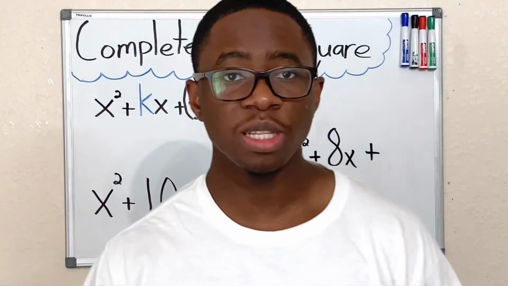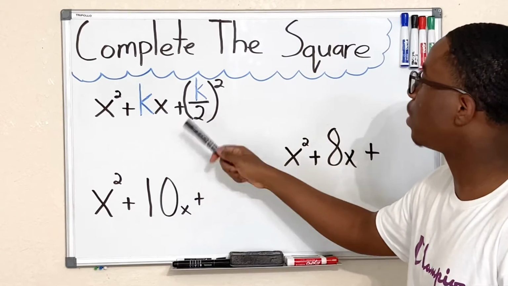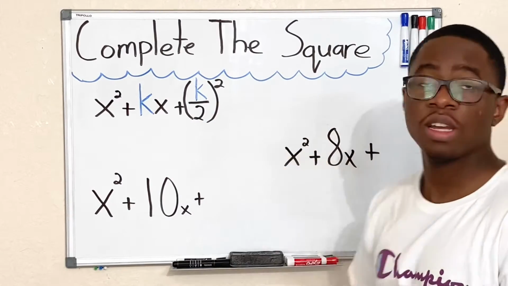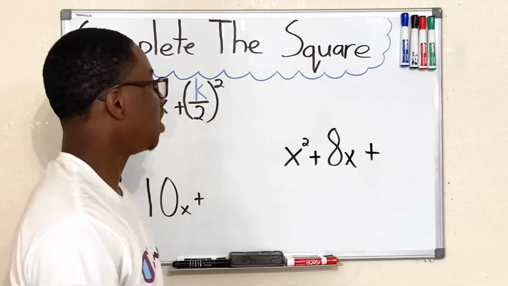Alright, so how do we complete the square? Well, it's as simple as this right here. You have x squared plus kx plus (k divided by 2) squared. It's that simple. Basically, when you're completing the square, you're given an incomplete trinomial.